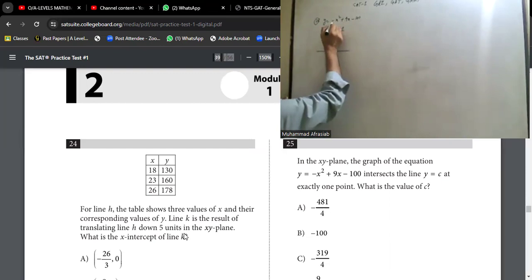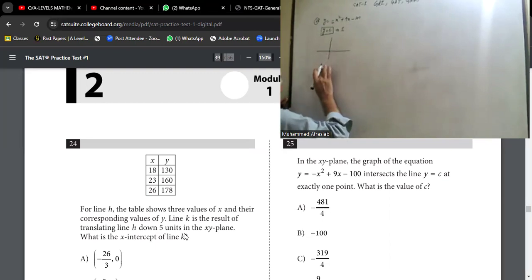x is negative maximum. So it should be like this. And there is a point C. Y is equal to C. It is going to cut at one point. So it means you are finding the turning point of this graph there. So we can use it.